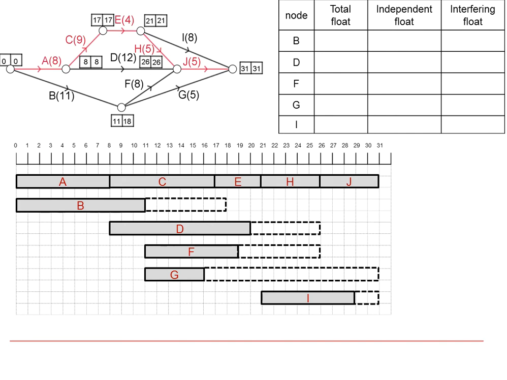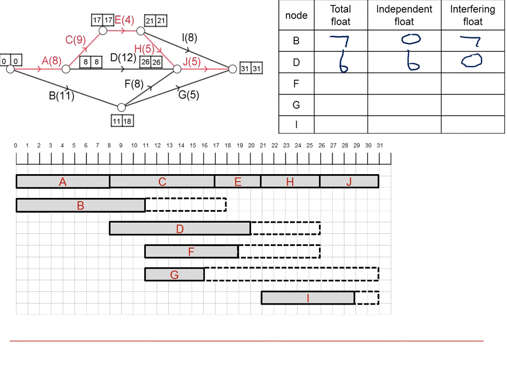If we were to have an activity network, a cascade chart, and then to compile a table of the floats, note that the critical activities are left out because we know they will all have floats of 0. So considering B, the total float would be 18 minus 0 minus 11 equals 7. The independent float would be 11 minus 0 minus 11, or 0, thus making the interfering float 7. For D, we would have 26 minus 8 minus 12 to give us 6, and then the independent float would be 26 minus 8 minus 12 equals 6, and thus the interfering float is 0.